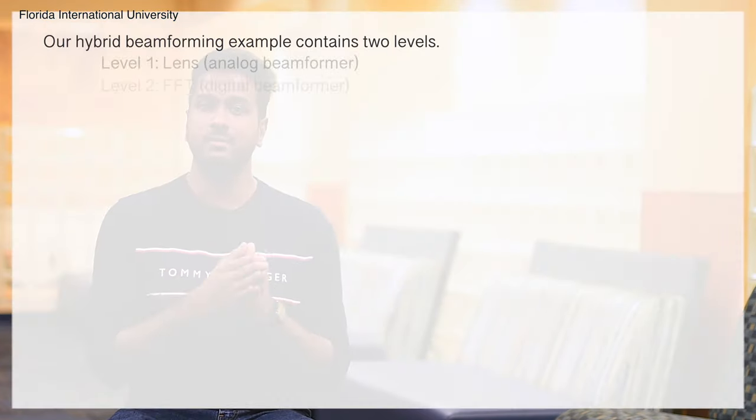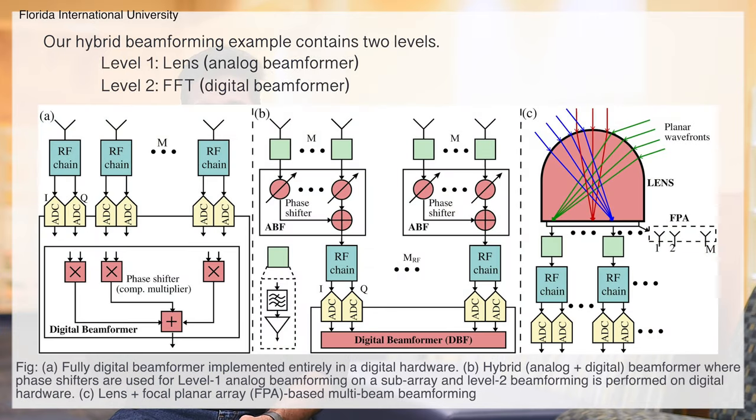Hybrid beamformers consist of both analog and digital beamforming components. For example, a lens as the analog component and an FFT core as the digital component forms a hybrid beamformer. We will discuss and demonstrate this in the final half of the presentation as well.